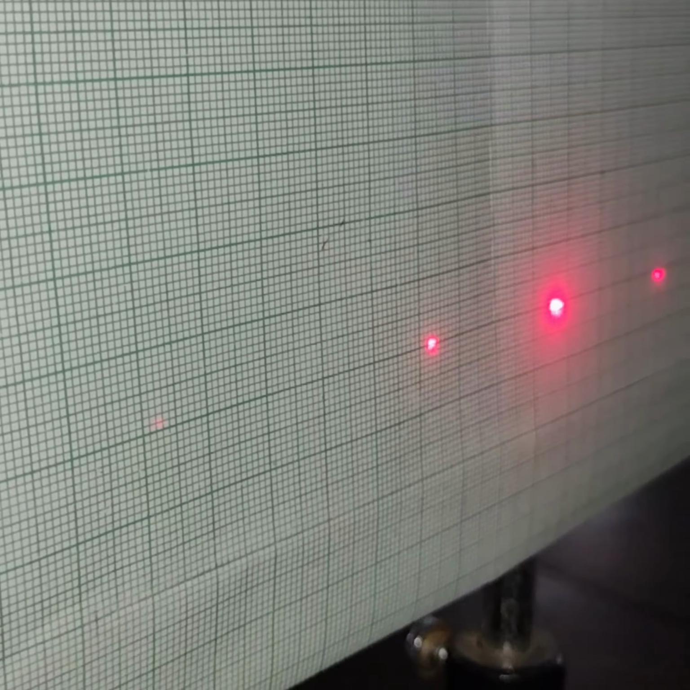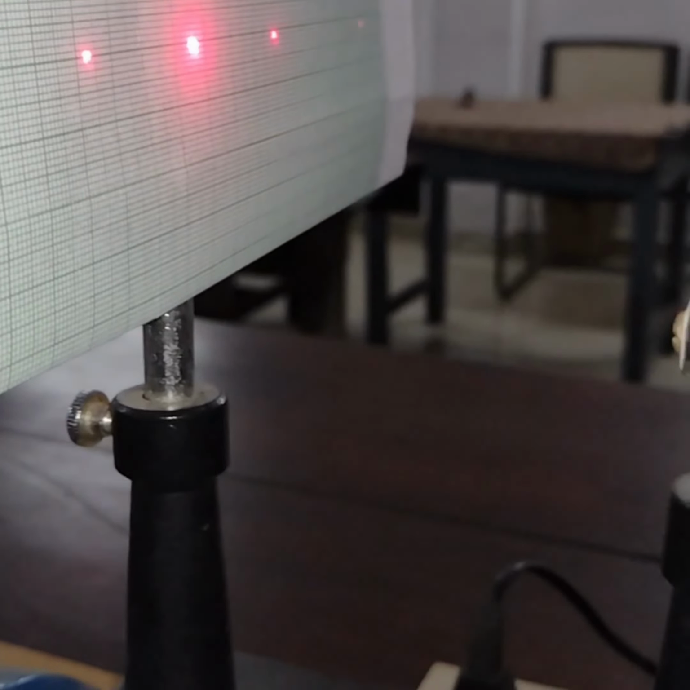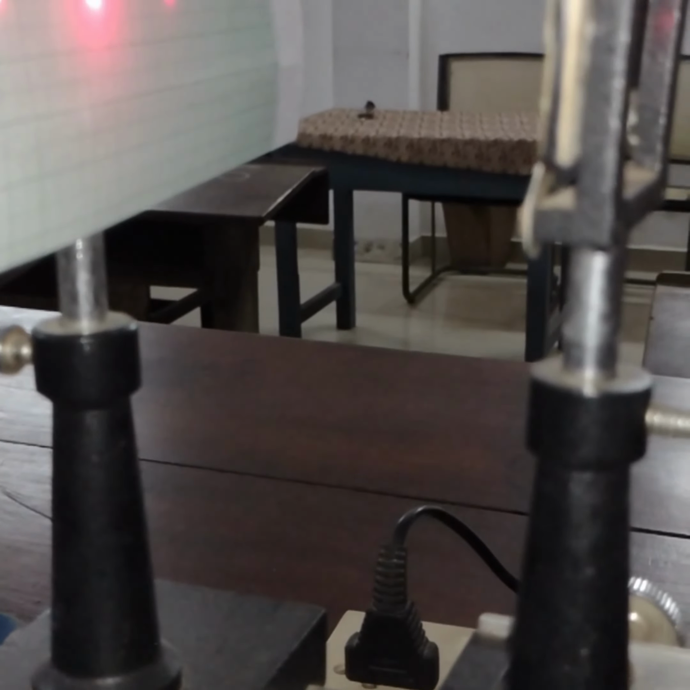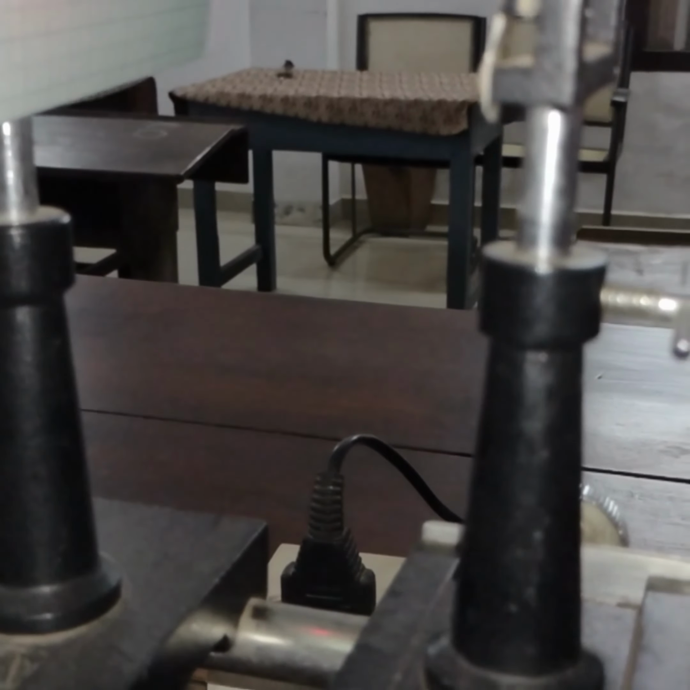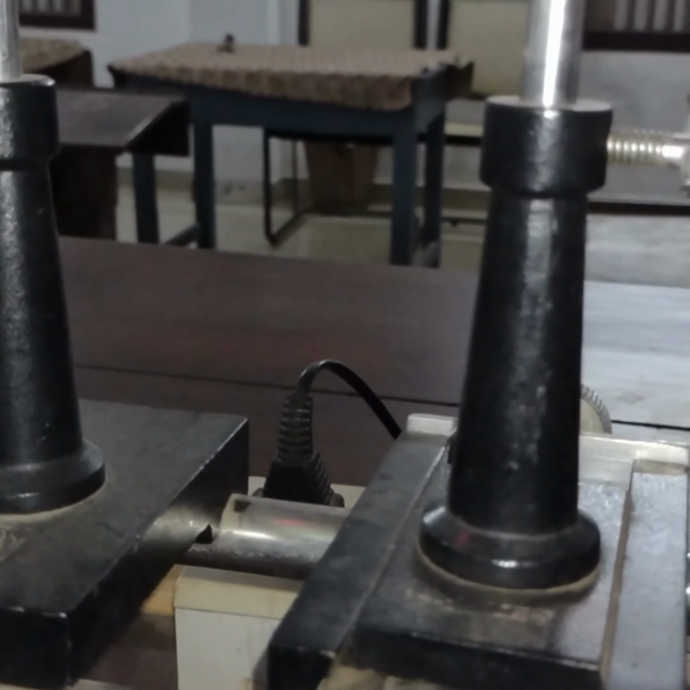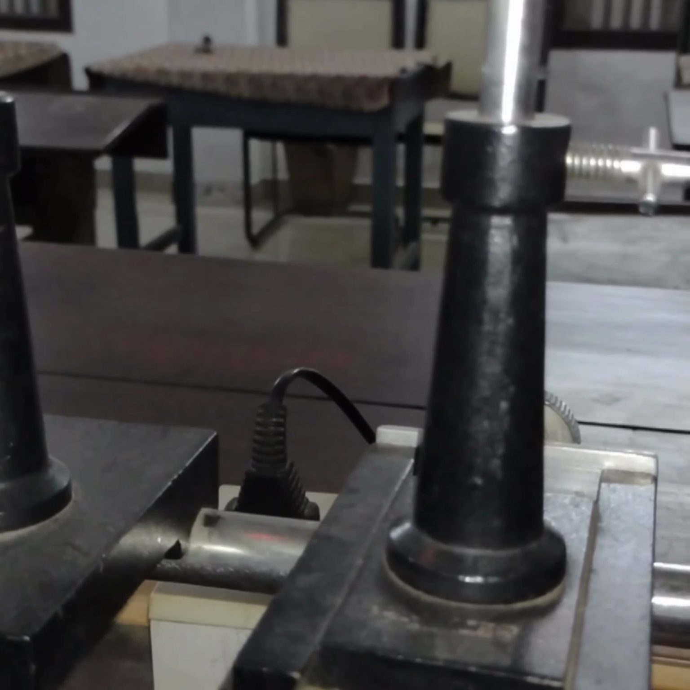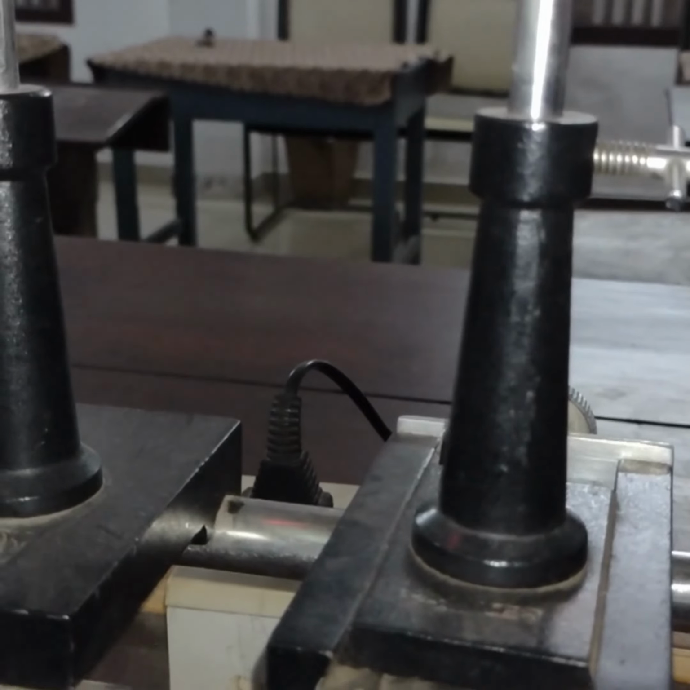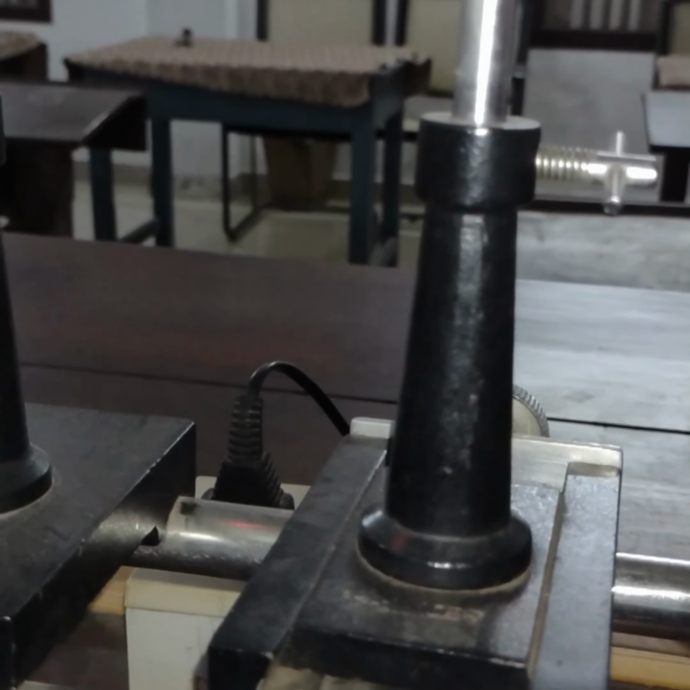And to repeat the experiment, you have to adjust the distance between the grating and the screen. Now it is at 10 centimeter. Then the second diffraction pattern can be obtained by changing the distance of the grating to 15 centimeter and then to 20 centimeter, and repeat the same procedure, and you can find the angle of diffraction in each case.